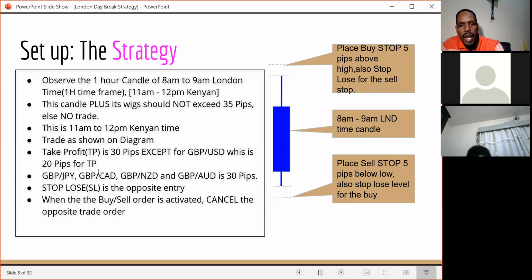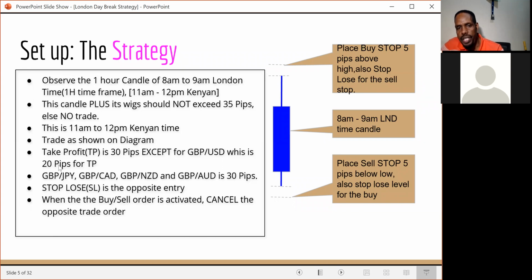So the next point is what is your take profit? When you place your buy stop, your take profit are as follows. For GBP USD, the take profit is 20 pips. All right, take profit is 20 pips.